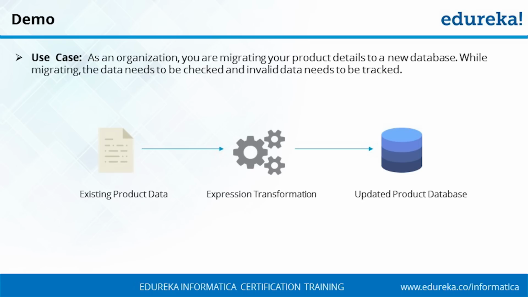Now it's high time that you migrate your existing table to a database in which you can store all the upcoming details as well. While you're migrating this data, you need to check if there are certain inconsistencies in your data. To do that, you're going to be using an expression transformation in which you'll be writing the condition through which you'll be checking. So don't worry if you're not clear with respect to the expression transformation, I'll be showing you how it's done.